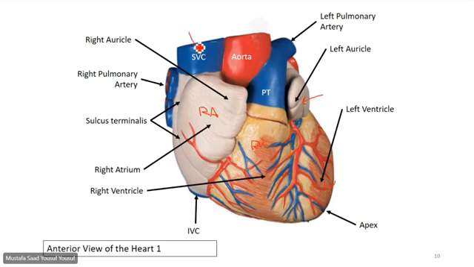This is the superior vena cava. This is the aorta. Here we have the pulmonary trunk, which divides into the pulmonary arteries. This is the left pulmonary artery. Here I also have the inferior vena cava appearing to enter the right atrium inferiorly.